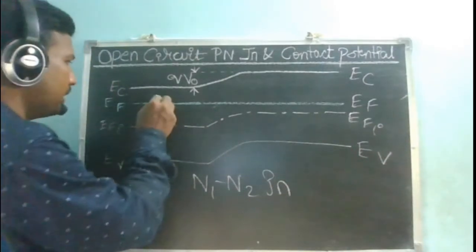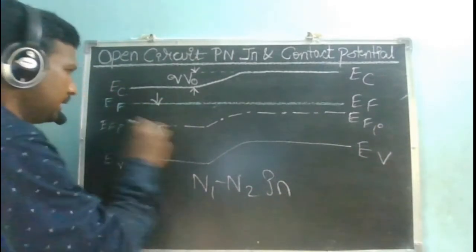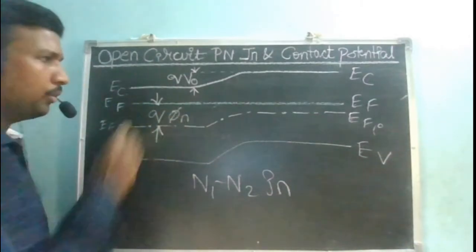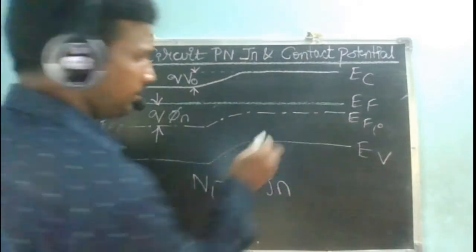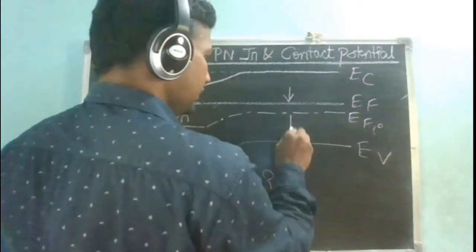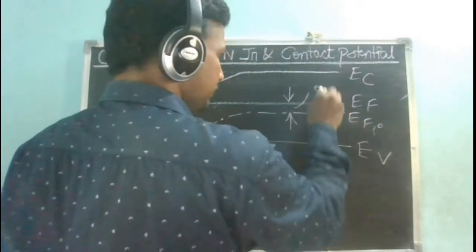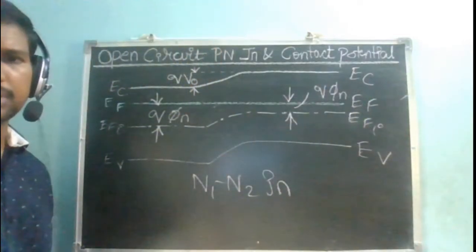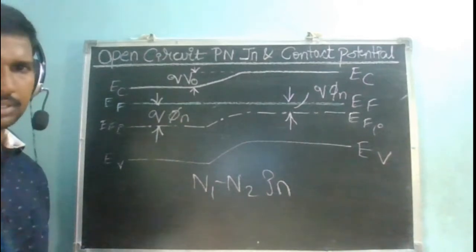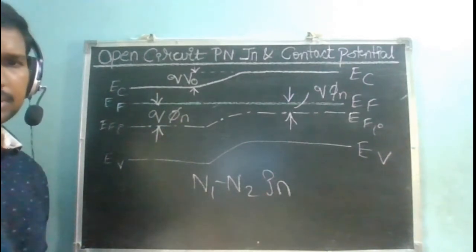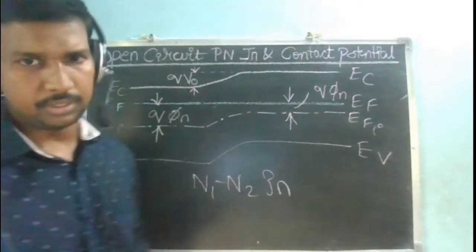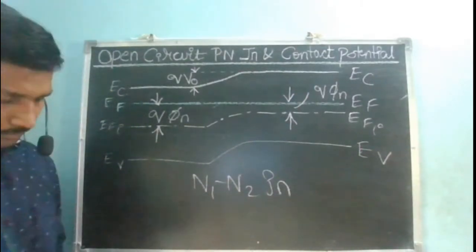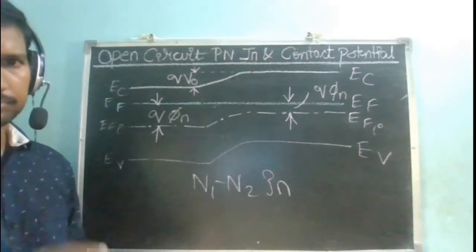So again, if I want to represent this difference between EF and EFI, I can represent it as Q phi n. So what is this particular difference? Q phi n. Let phi n be the Fermi potential in the n-type semiconductor. Phi n is the Fermi potential in the n-type semiconductor. Is this fine? Yes or no? Yes, sir.